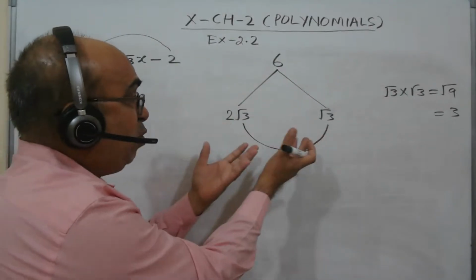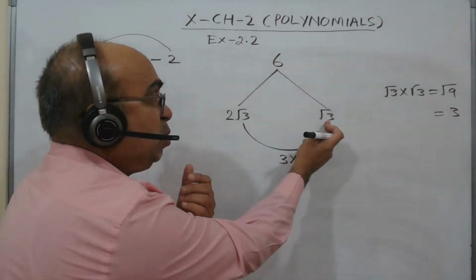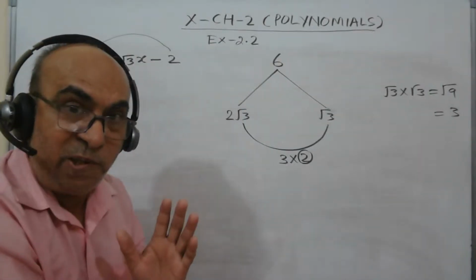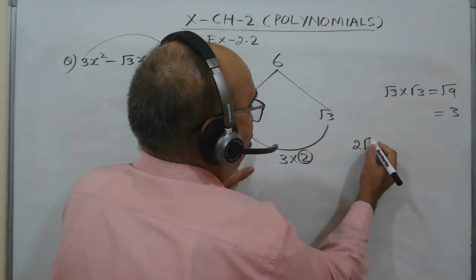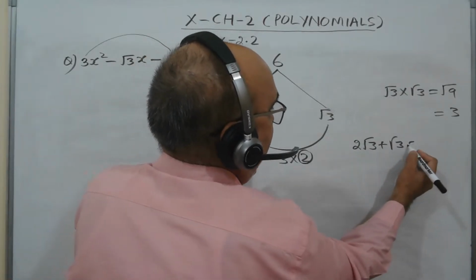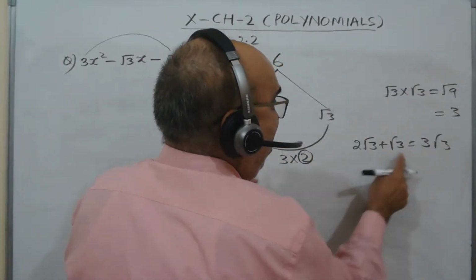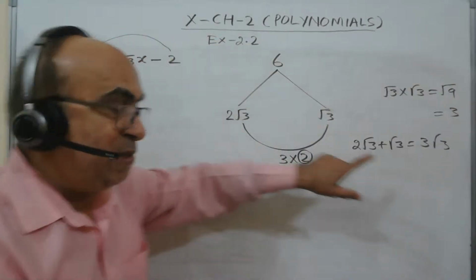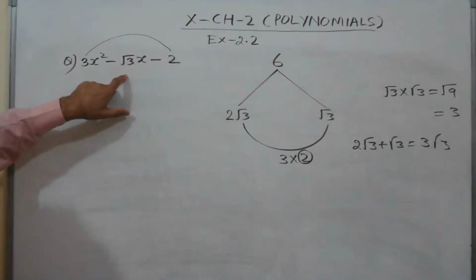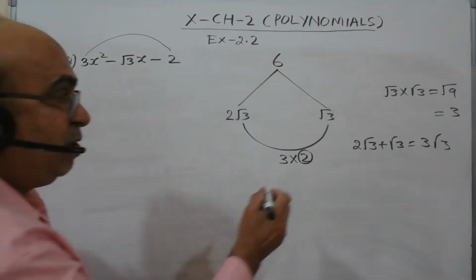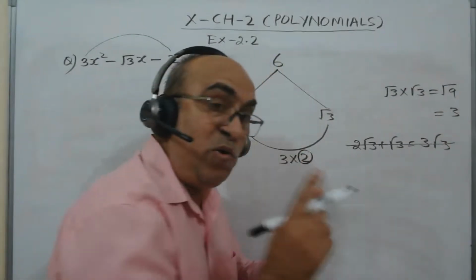Now what do we have to use? You have to use the sum of these two or the difference of these two. So what is the sum of these two? If you add these two, it is 3 root 3. See your middle term. Is it 3 root 3? No, it is not 3 root 3. It means we can't use the sum.